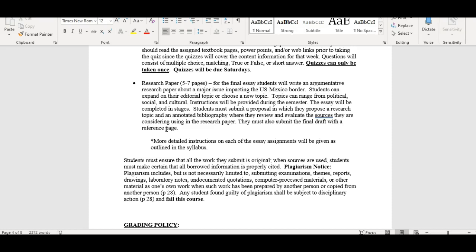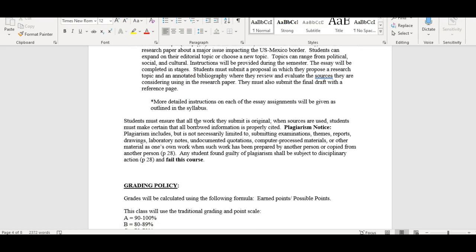And the research paper process is going to involve 3 steps. The first one is that you create a topic proposal. Then you're going to do an annotated bibliography, and then of course you're going to write the research paper. And all of this is due towards the end of the semester, so of course I will provide instructions and I will go ahead and provide more details.